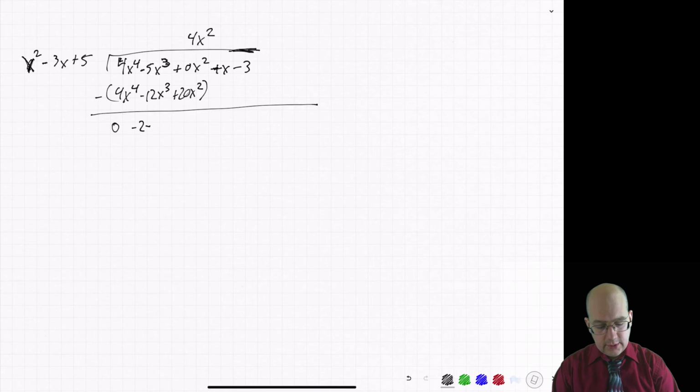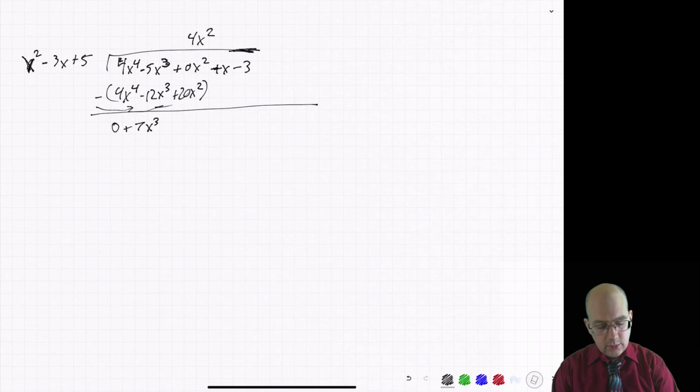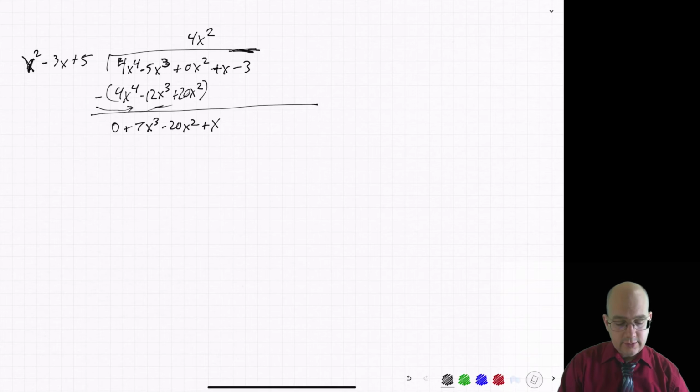This gives me a minus 17x cubed. And then I get, oh, sorry. Nope. Tricky. So the minus sign distributes, right? So it's plus 12 and minus 5, so 7x cubed, and then minus 20x squared, right? And then I'm going to need that plus x, right?